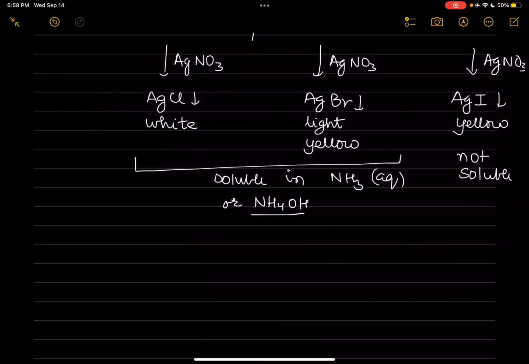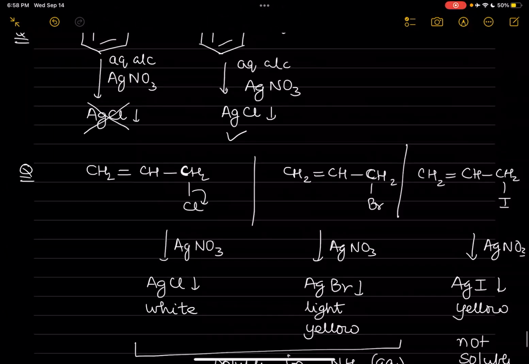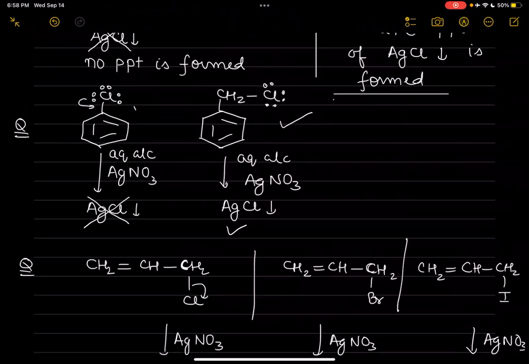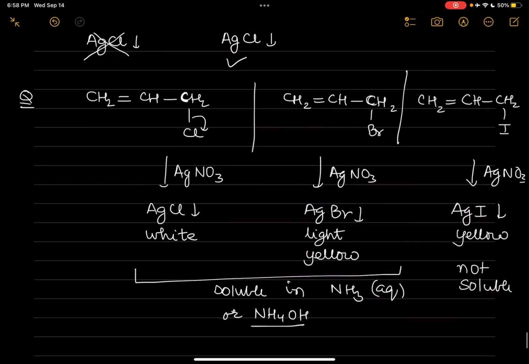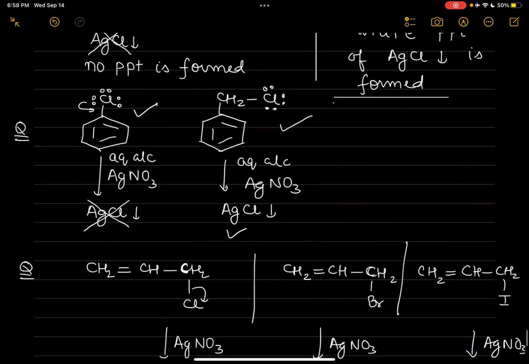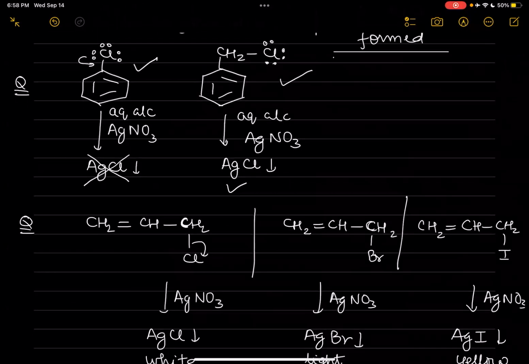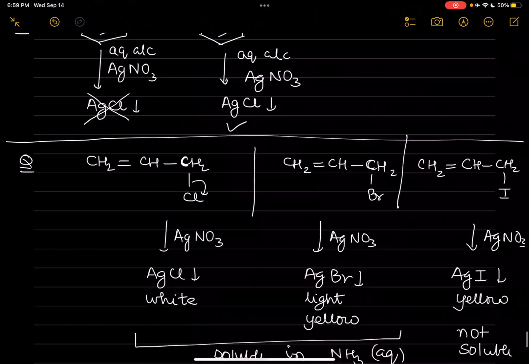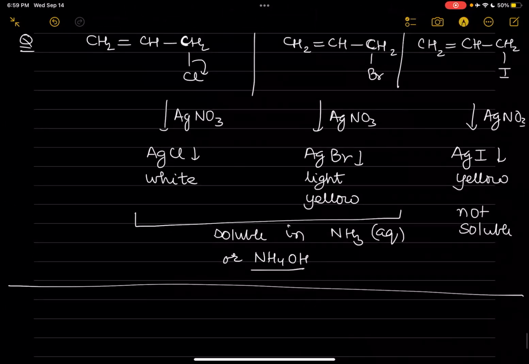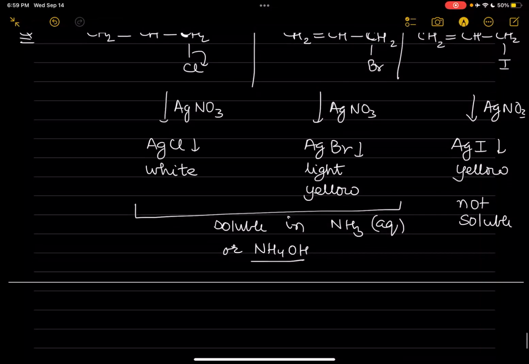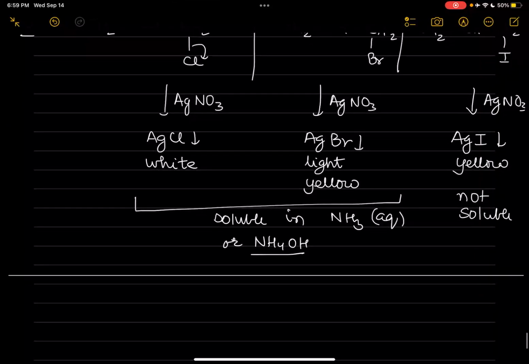So this is the laboratory test. But if the Cl is connected to a doubly bonded carbon, whether it is vinyl or phenyl, then it is not going to come out. Okay, that is very, very important. Clear? Yes, sir.